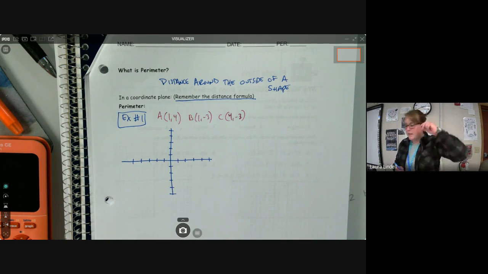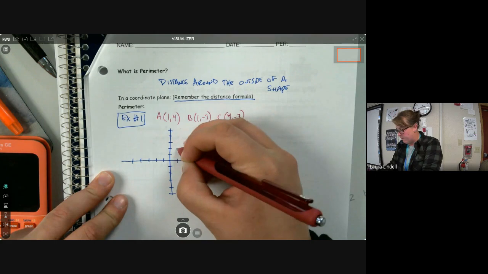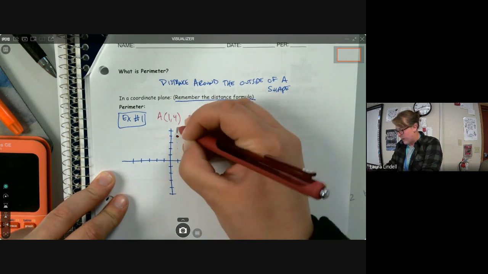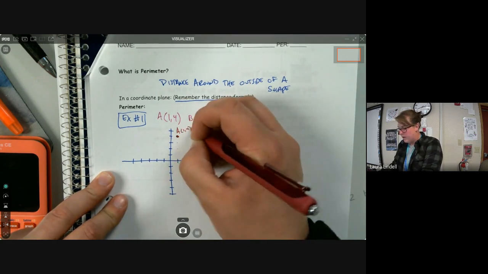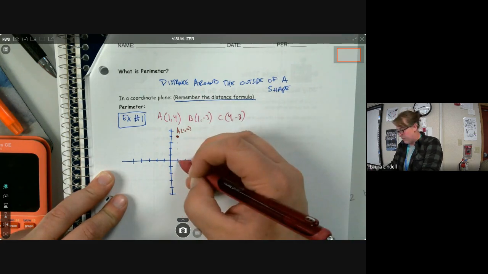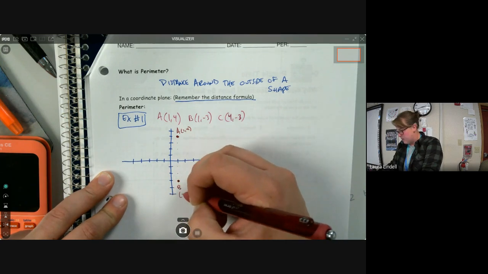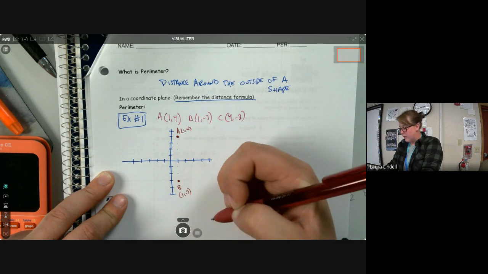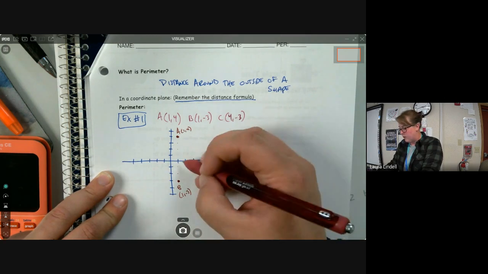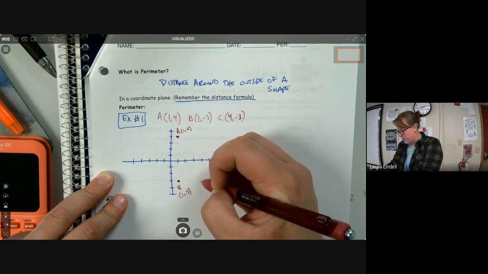All right, next step. Graph your coordinates. Point A is at 1, 4. So over 1, up 1, 2, 3, 4. There's point A at 1, 4. Point B is at 1, -3. So over 1, down 1, 2, 3. And then lastly, point C is at 4, -3. So over 1, 2, 3, 4, down 1, 2, 3.